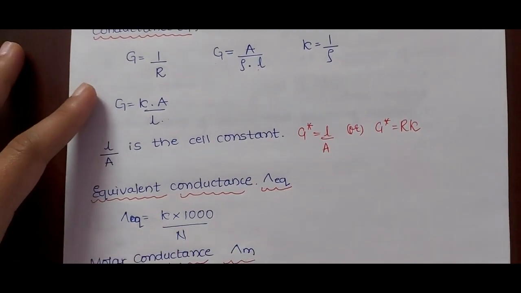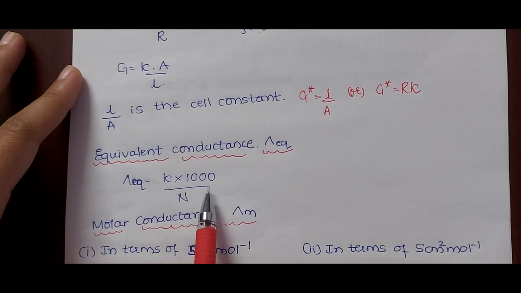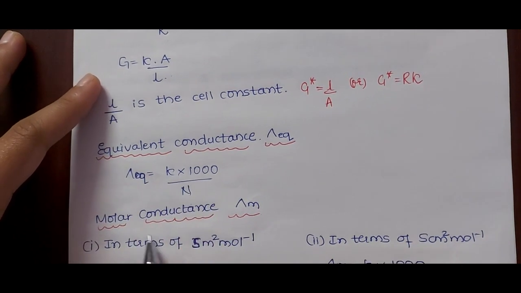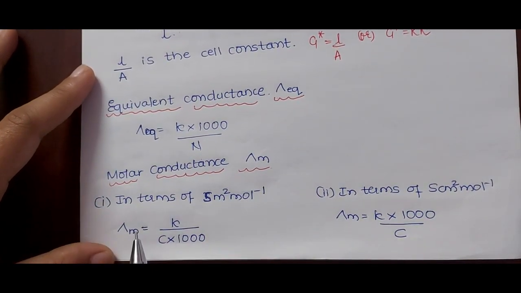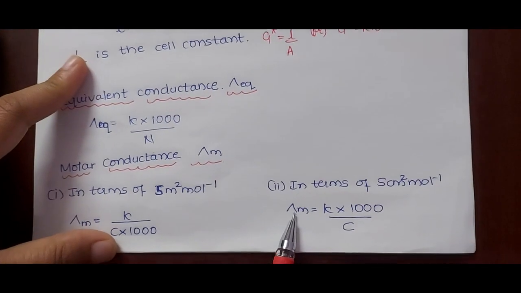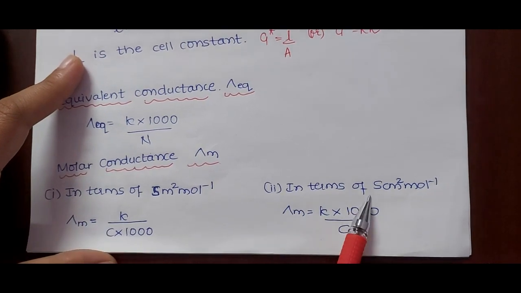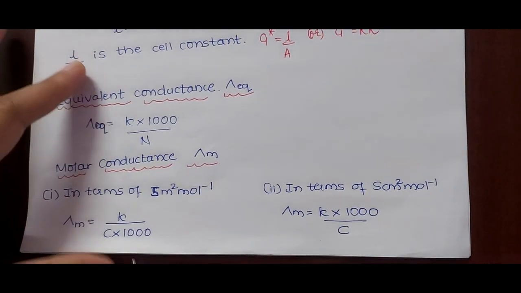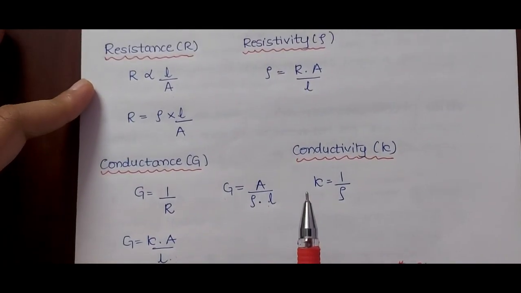Next is equivalent conductance. Equivalent conductance depends on the normality of a solution. It is given as equivalent conductance equal to kappa into 1000 divided by normality. Molar conductance, in terms of Siemens per meter square per mole, is given as lambda m equal to kappa divided by C, where C is the concentration in mole per meter cube. Here lambda m is equal to kappa into 1000 divided by C in mole per liter, and to convert the units, we have divided it by 1000. So these were the formulas which you should remember while solving multiple choice questions.